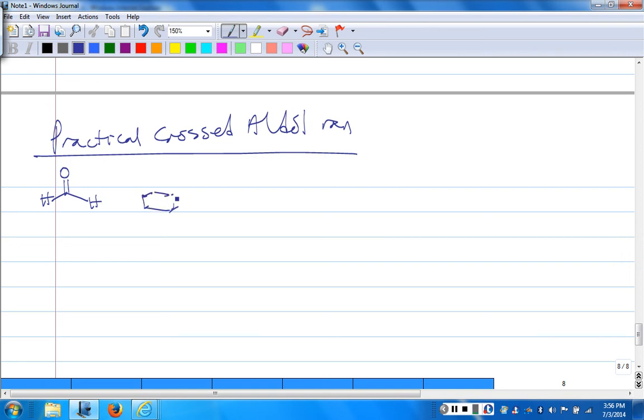Benzophenone is an example of a compound that is non-enolizable. Right? It's got a carbonyl, but there are no H's here or here. Let's see. So chloral is an example of a compound that's non-enolizable. Benzaldehyde is an example of a compound that is non-enolizable. And there are lots of other examples, right? So there are many examples of carbonyl compounds that are non-enolizable.